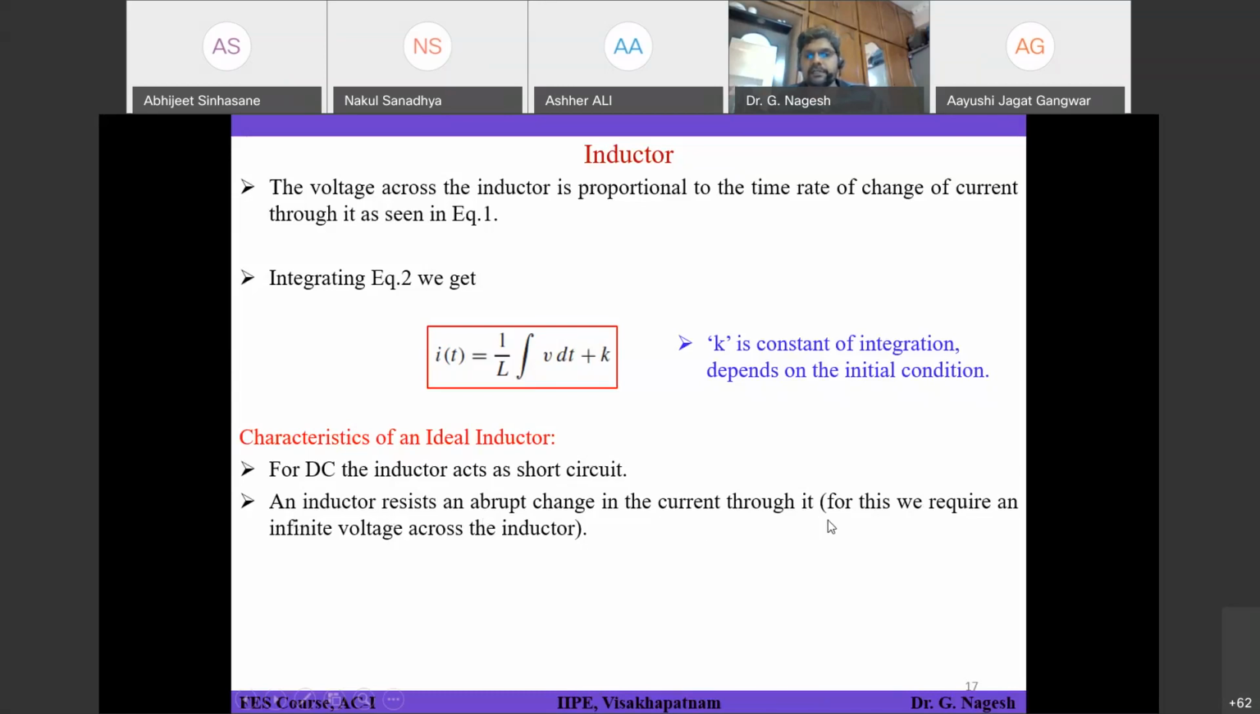You can't change the current in steps. That means at one instant it is 2 amperes, and immediately after that, the current increases to 100 amperes. It won't happen. It will change in a smooth fashion only. It will not allow the current to change instantaneously. So this is the basic concept regarding inductor and capacitor, their passive sign convention, and the relation between the voltage across the capacitor or inductor and the current flowing into it, which we have seen.